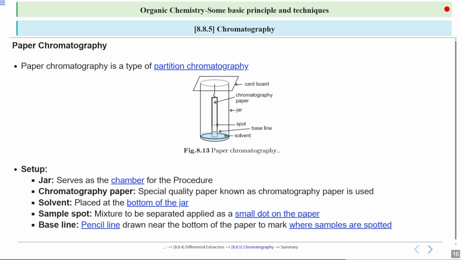Then we also have a baseline, which is a pencil line drawn near the bottom of the paper. This line marks where the sample is initially spotted. It helps us to track the movement of the components.